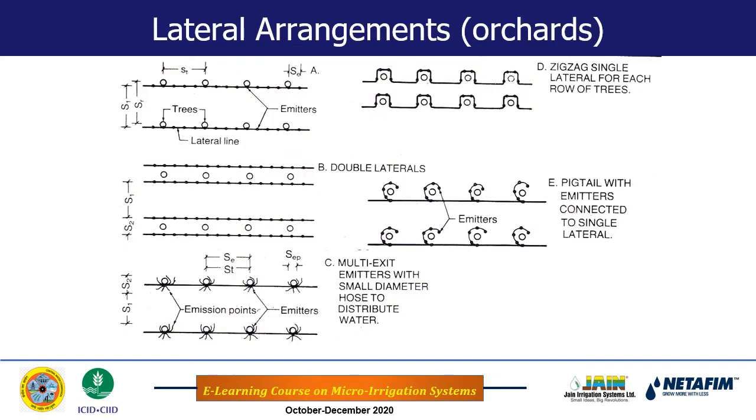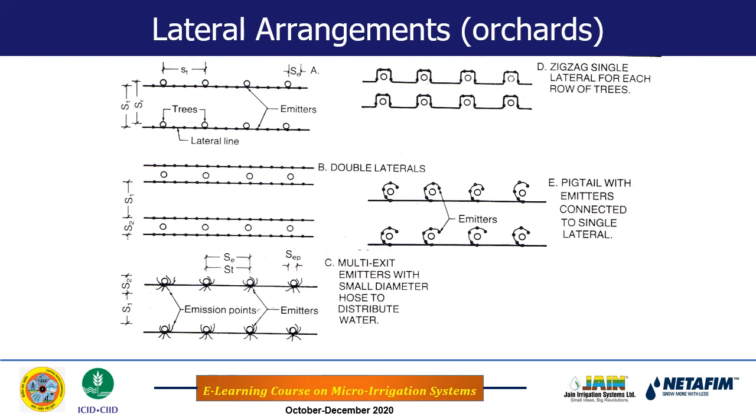Okay, this is for the orchard. In the case of the orchard, it is a bit different. In an orchard, we may need 2 laterals per row of trees, because as the tree grows, we need more emitters per tree. It can go as high as 15 emitters. For example, if we have an orange plantation at 6 by 6 meter, then we may need 12 to 15 emitters per tree. For coconut it will be still more.